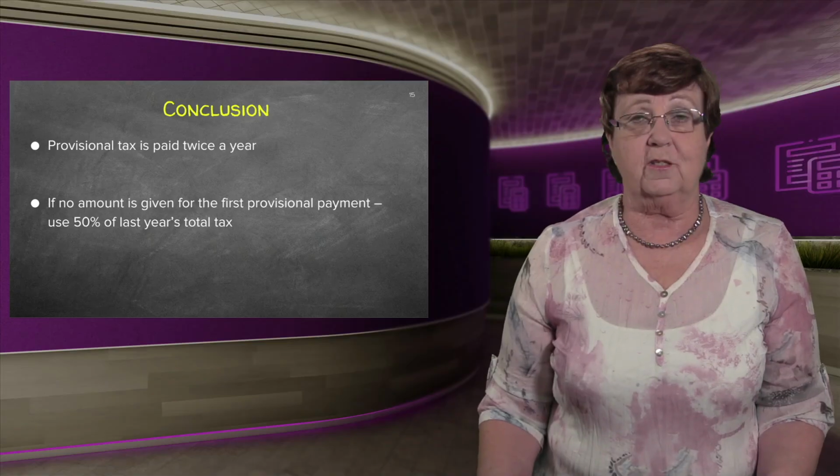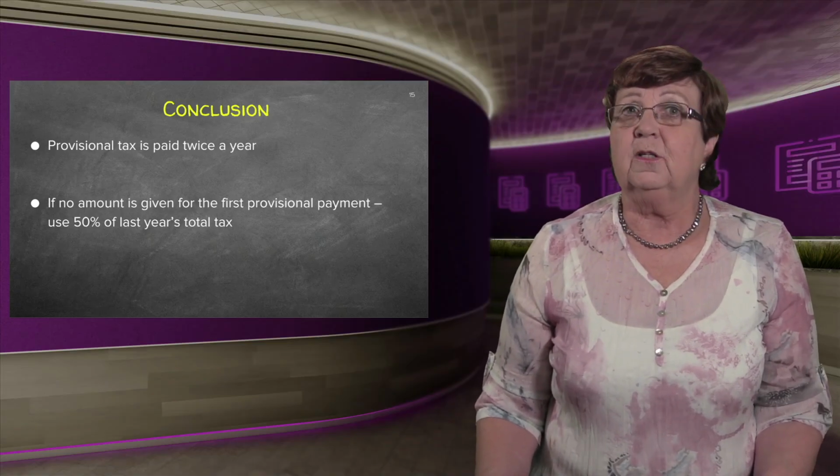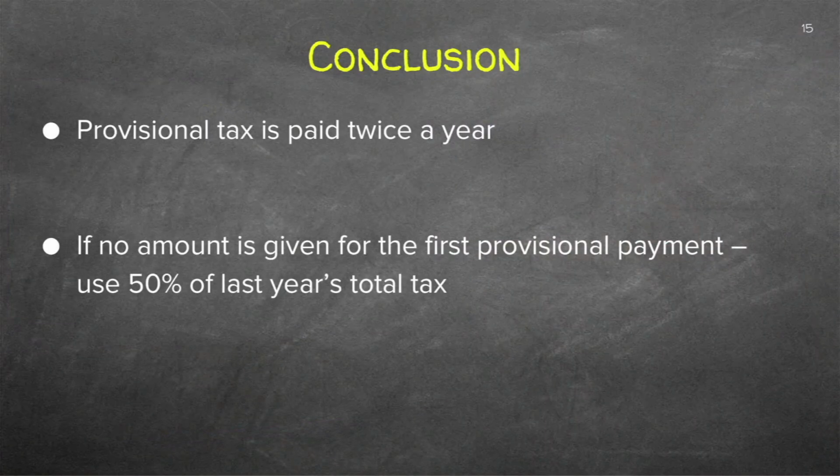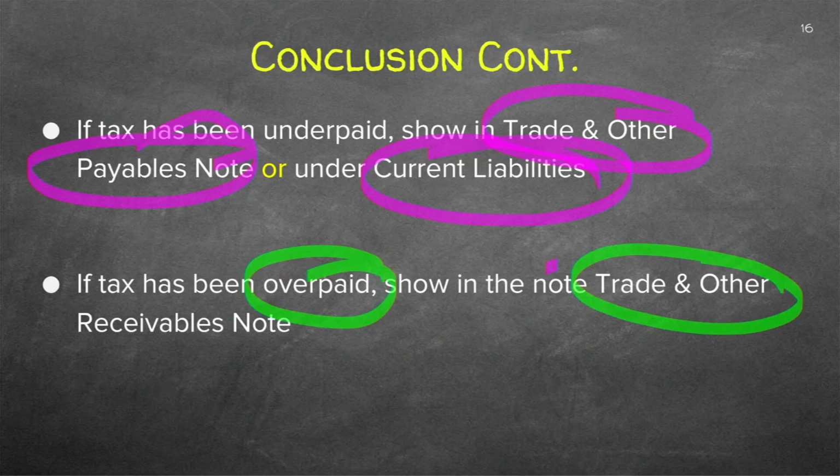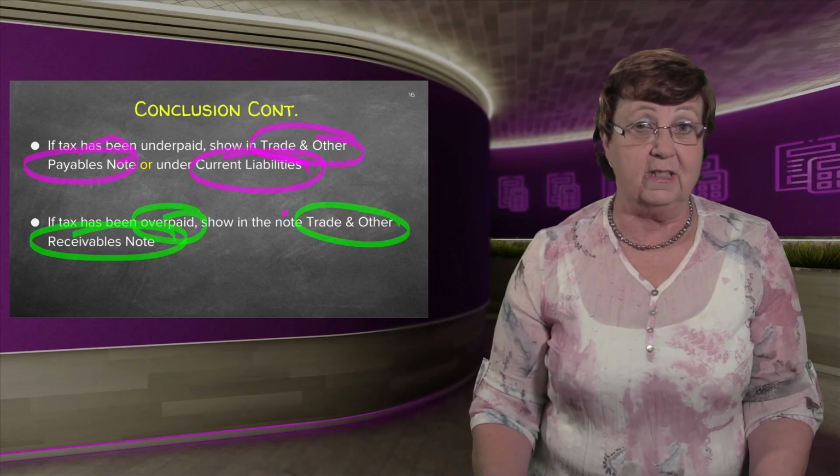Conclusion, how do we deal with SARS income tax? So what you have to know is that provisional tax is paid twice a year. If no amount is given for the first provisional tax payment, we're going to use 50% of last year's income tax. If tax has been underpaid, we are going to show it in the trade and other payables note, or alternatively, we can show it under current liabilities. If tax has been overpaid, I'm going to show it in the trade and other receivables note. And so I would like you to study that.